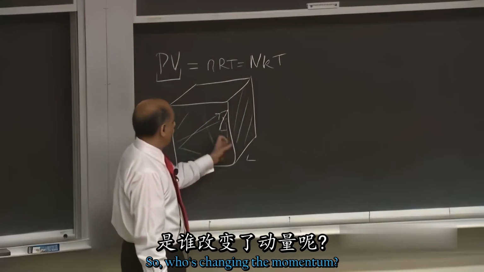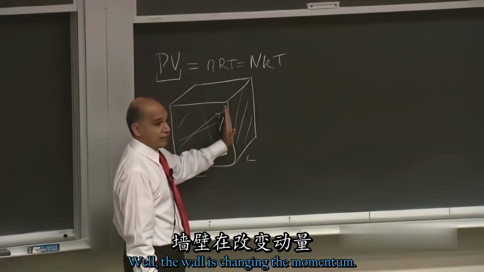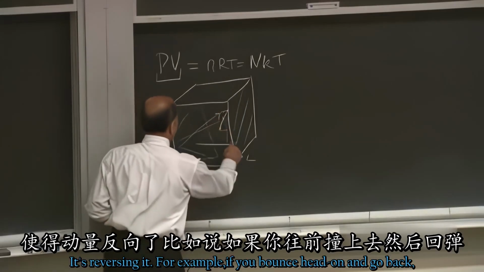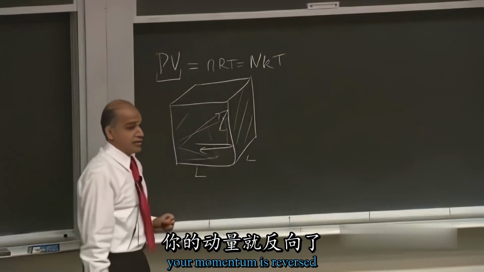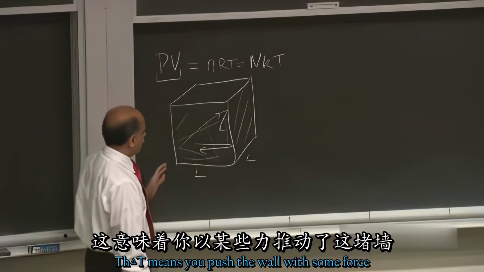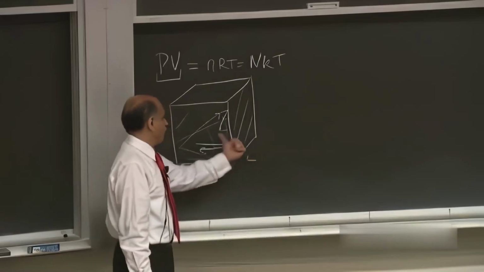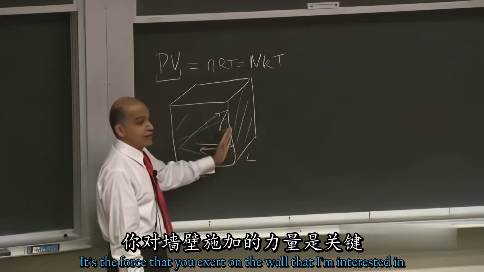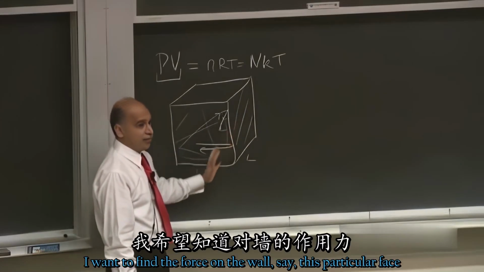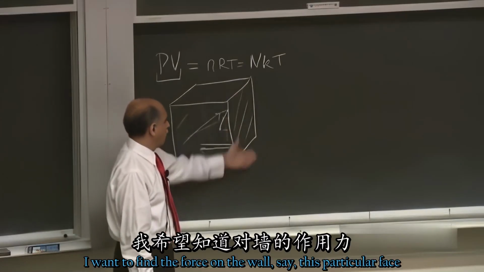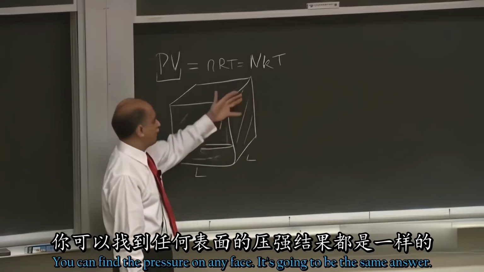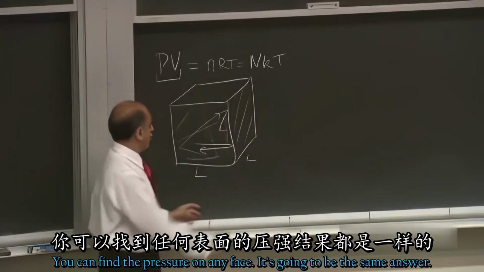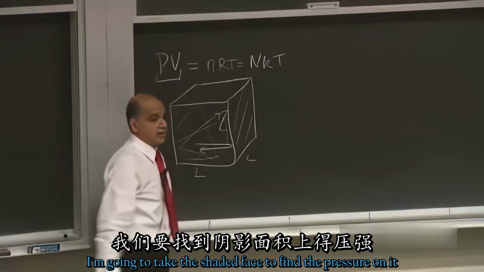So who's changing the momentum? Well, the wall is changing the momentum. It's reversing. For example, if you bounce head on and go back, your momentum is reversed. That means you push the wall with some force, and the wall pushes you back with the opposite force. It's the force that you exert on the wall that I'm interested in. I want to find the force on the wall, say this particular face. You can find the pressure on any face. It's going to be the same answer. I'm going to take the shaded face to find the pressure on it.